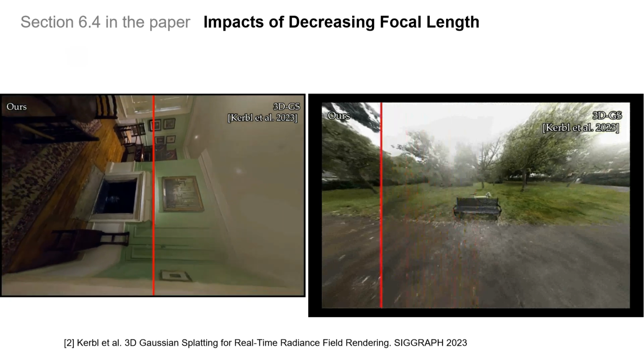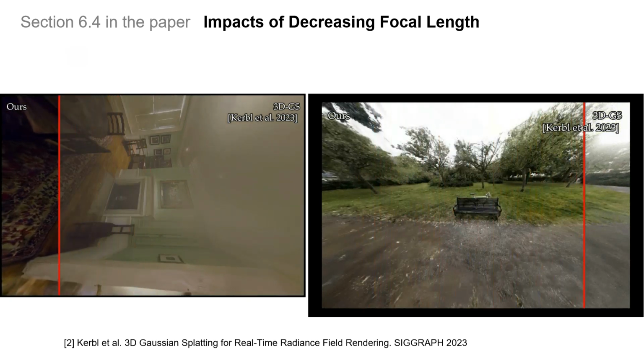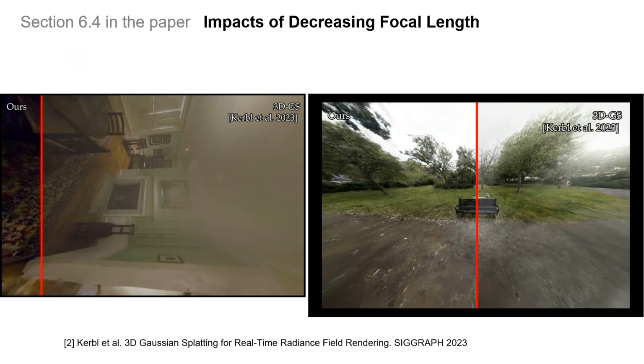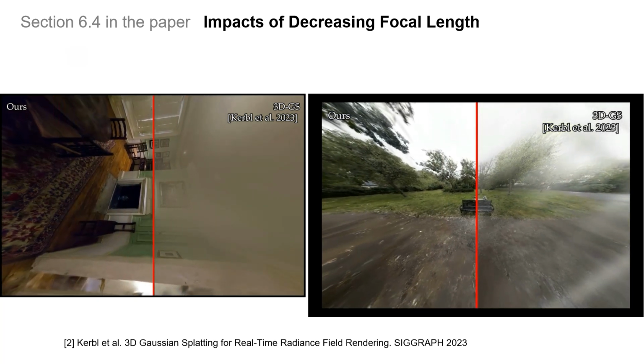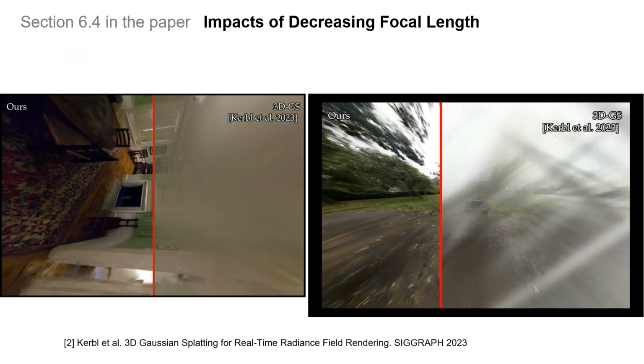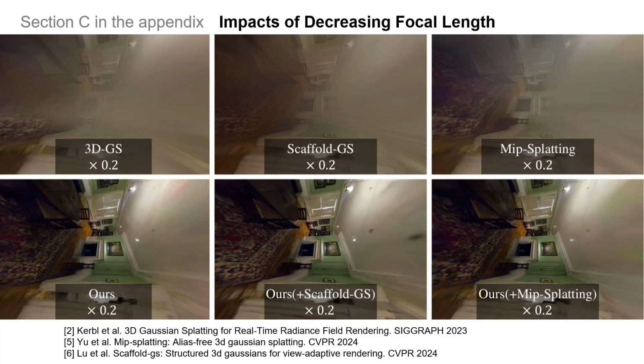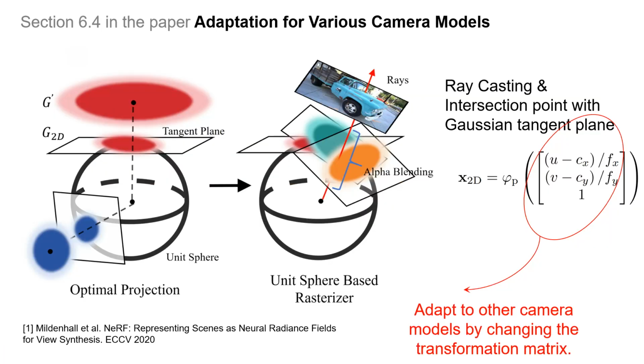Our method exhibits greater robustness across various focal length settings, mitigating the artifacts introduced by projection in the original 3D Gaussian splatting. For MEP splatting and Scaffold Gaussian, which still employ conventional projection of 3D Gaussian, errors remain larger compared to ours. Since we combine ray casting and rasterization, we can adapt to various camera models by modifying the transformation matrix like NeRF.